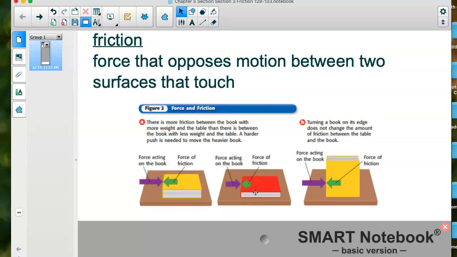It's kind of like if there's a breeze moving through our classroom, it can easily move a piece of paper across a desk and the paper will fall to the floor. But it's probably not going to lift a book off the desk. So that's just another example. Turning a book on its edge doesn't change the amount of friction between the table and the book. That's important to note as well.